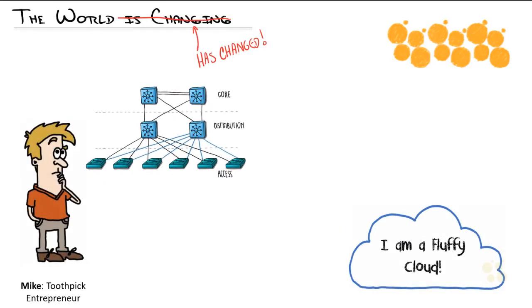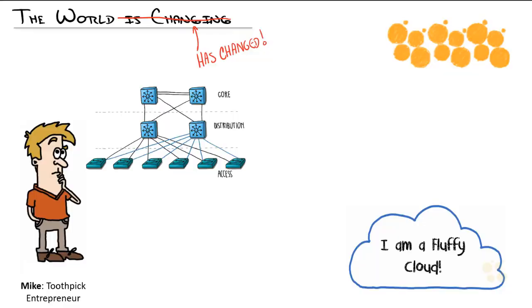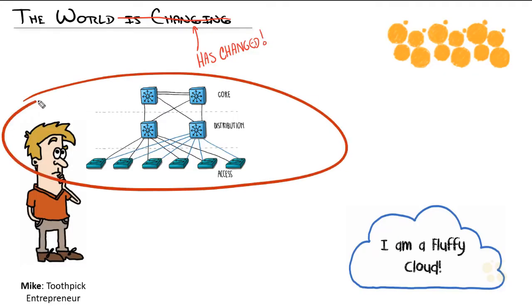Actually, I just remembered when I created that slide, I wrote "is changing." And then I was like, no, it actually has changed. Because if you haven't moved your resources, or some of them anyway, or at least started to utilize the cloud, you're a little behind the times. See, when I was describing Mike, our toothpick entrepreneur, and the business that he was building, I originally was talking about servers that people were accessing, and we were connecting them here at the distribution layer as Mike grew that toothpick business to multiple buildings. But the fact is, there's been a slow move over the last decade into the fluffy cloud.